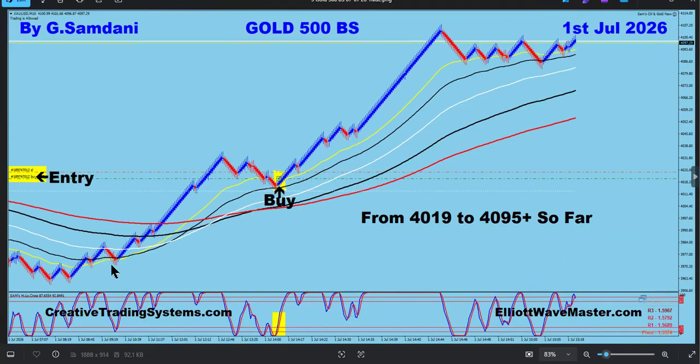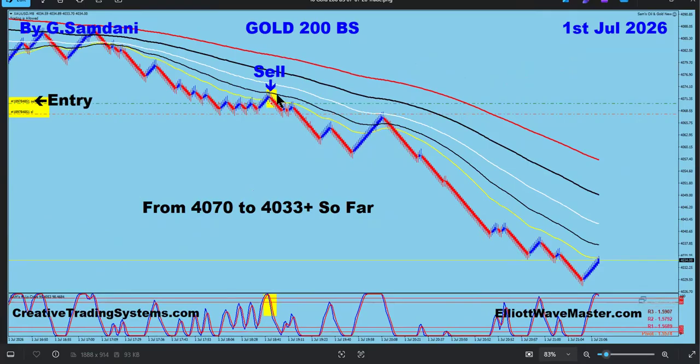Oh, okay, this one, see that? From there, it went up and then came back down here. So the EA took this order from 40.19 to 40.95. Big move, right? And my daily chart said that we were going to be bouncing from there. Gold down here again, from this all the way here, from 40.70 to 40.33.